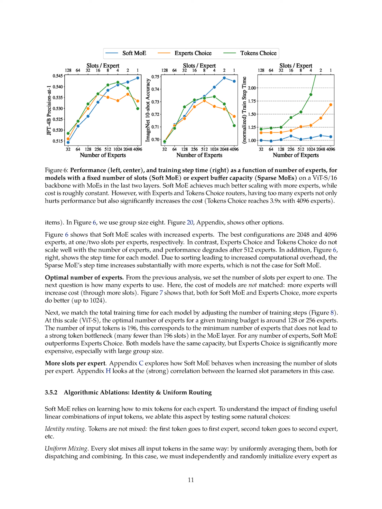From our analysis, we set the number of slots per expert to 1 and then determined how many experts to use. More experts will increase the cost through more slots. Both for SoftMo and Experts Choice, more experts performed better, up to 1024. After matching the total training time for each model by adjusting the number of training steps, we found that the optimal number of experts for a given training budget is around 128 or 256 experts. The number of input tokens is 196, which corresponds to the minimum number of experts that does not lead to a strong token bottleneck, many fewer than 196 slots, in the Mo layer.